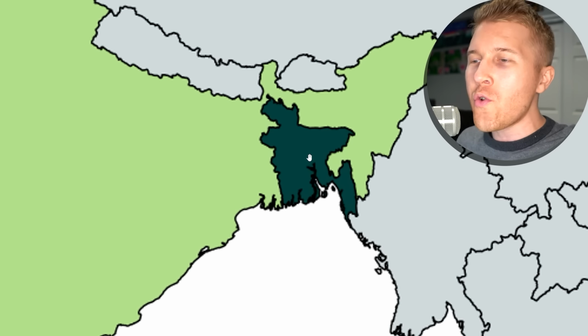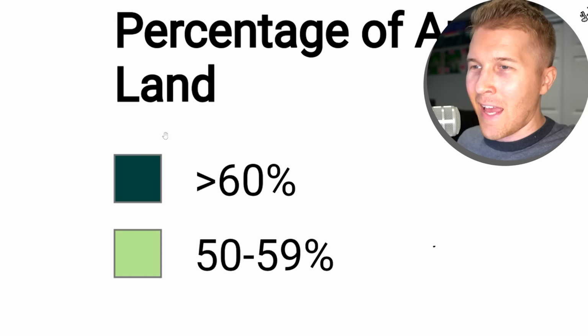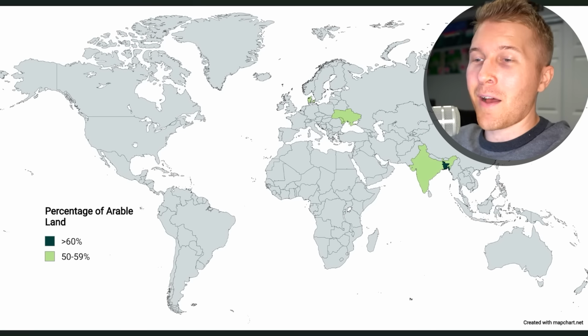Bangladesh is in a whole new category. That's because over 60% of Bangladesh's land is arable. And you know what's terrifying about this?